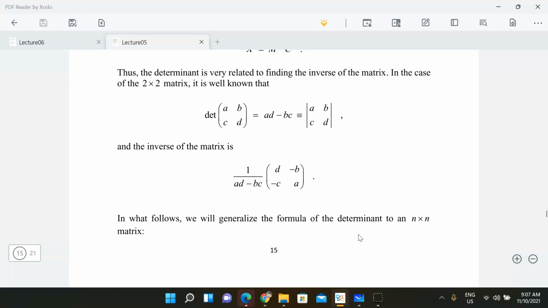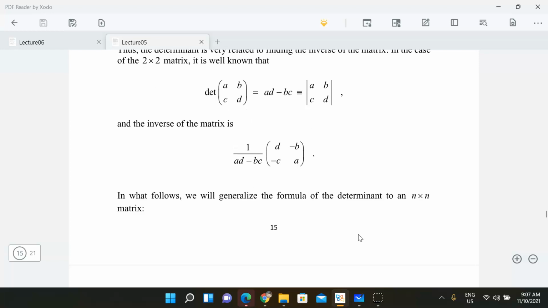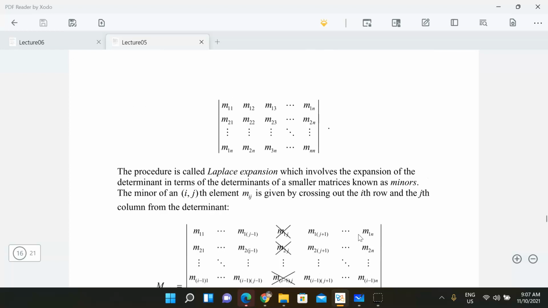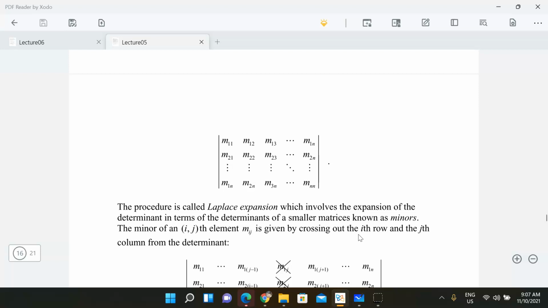I think probably what you see in Boas is most probably just the numerical examples. So what I'm going to show you is probably a little bit more so that you understand the theory behind it. Okay. So suppose you have an n by n matrix. There is this procedure called the Laplace expansion. Okay. So this Laplace expansion will be able to help you determine the determinant. Okay. So what does it do?